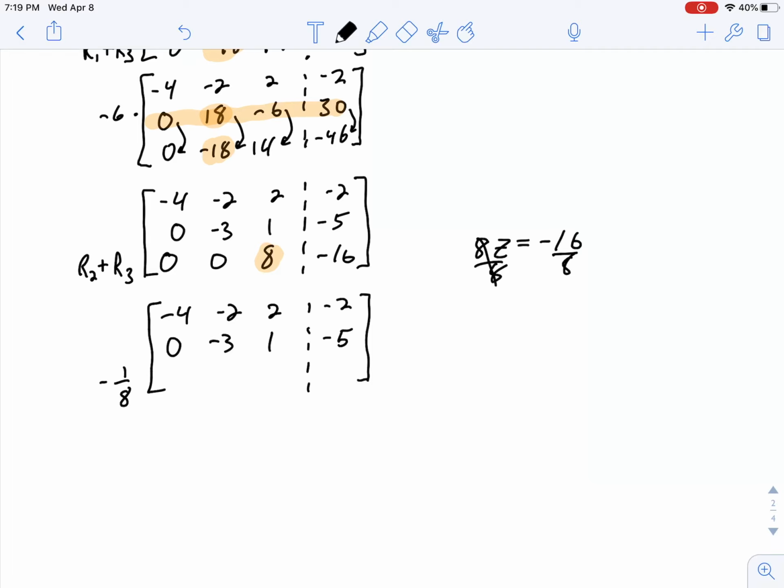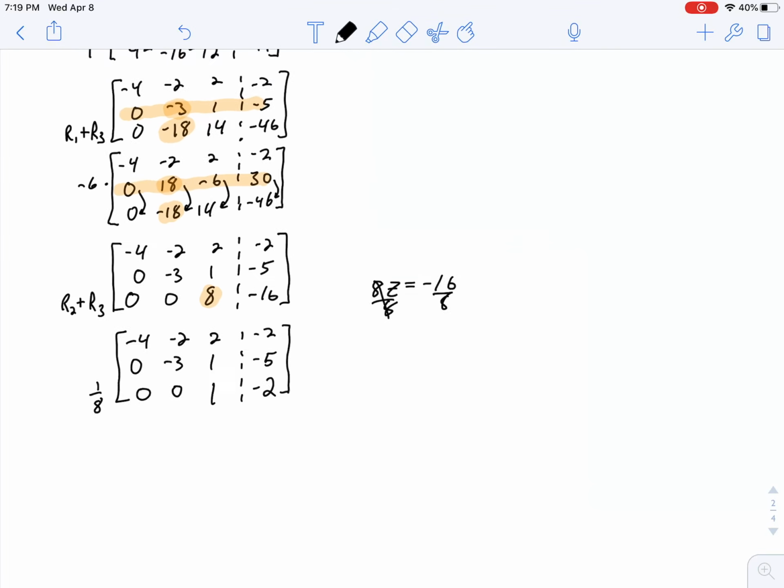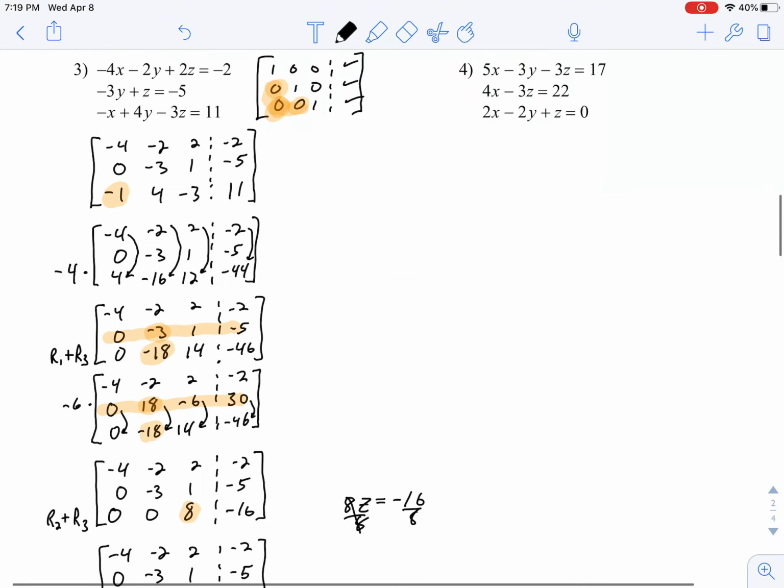But multiply this by negative 1/8, we get 0, 0, or negative 1/8. No, just multiply by positive 1/8. That didn't make sense. 1/8 times 8 is 1, and that's what we want, a 1. 1/8 times negative 16, that's the negative I was thinking of, is negative 2. So if we try to monitor our progress, now we've got that.